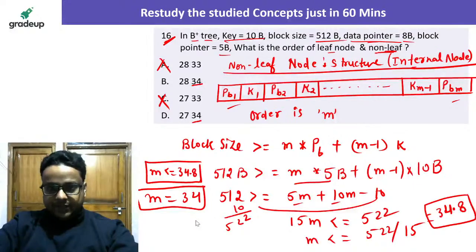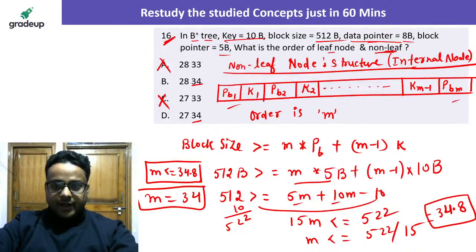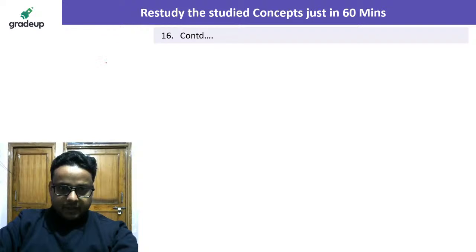Now the next is, I am talking about the leaf node. I hope it is clear till here. Can I continue this question here? So leaf node structure I am talking about.